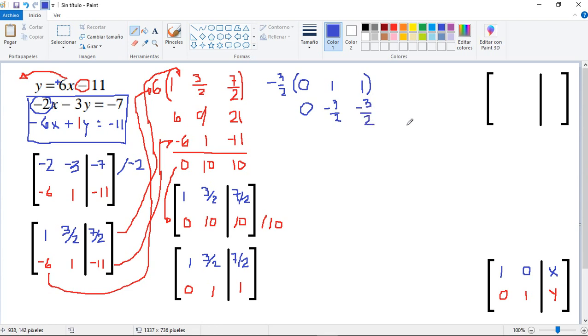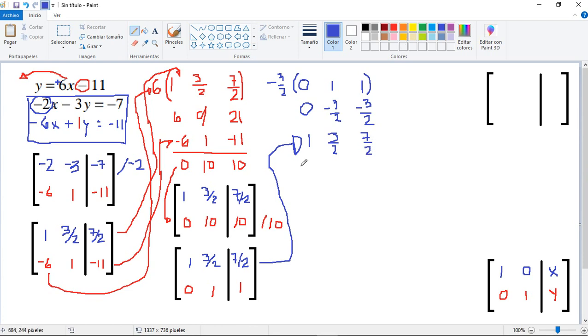Okay. Pause the video and do problems 2, 3, and 4 until this step. Okay, let's continue. So now what we're going to do is copy this row into here because we're going to do the addition operation. So it is 1, 3/2, and 7/2.